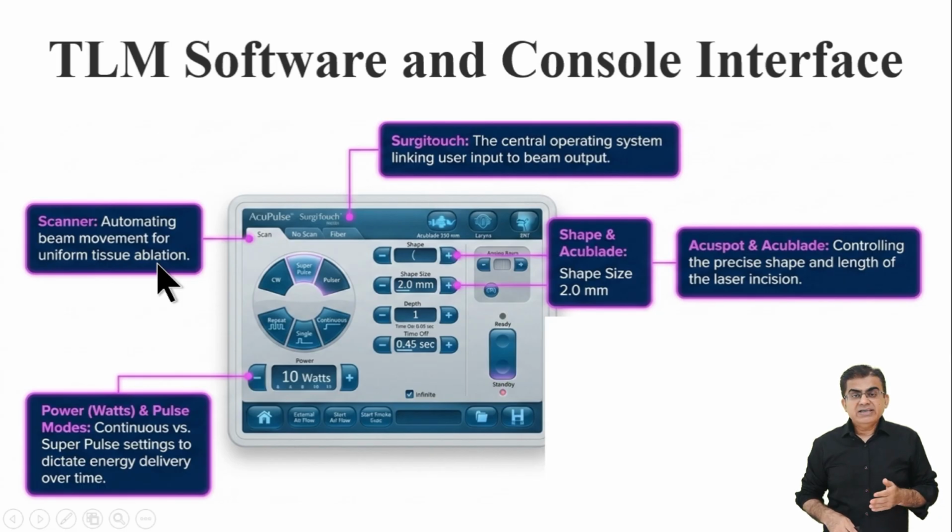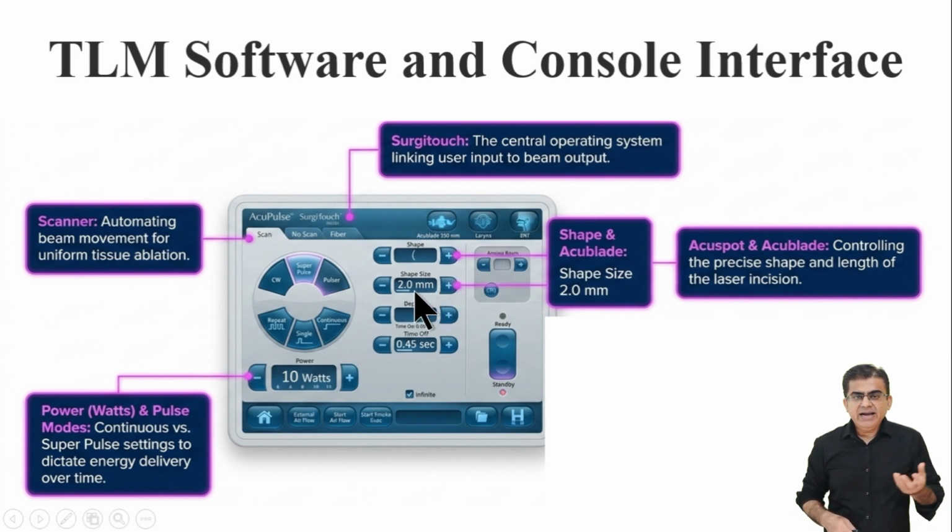Finally, look at the right side of the screen. You see the AccuBlade and shape settings. Here, you can tell the computer exactly what shape you want to cut. You can easily choose a straight line or a curved line. You also select the exact size of the cut, like the 2 mm.